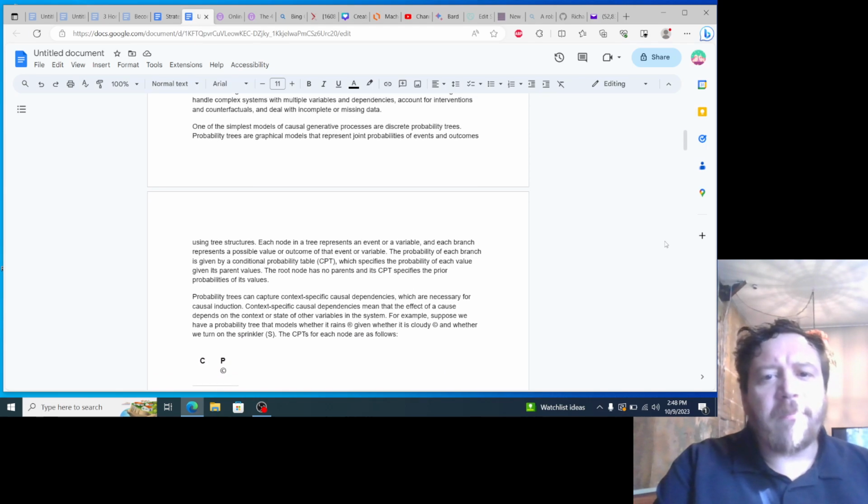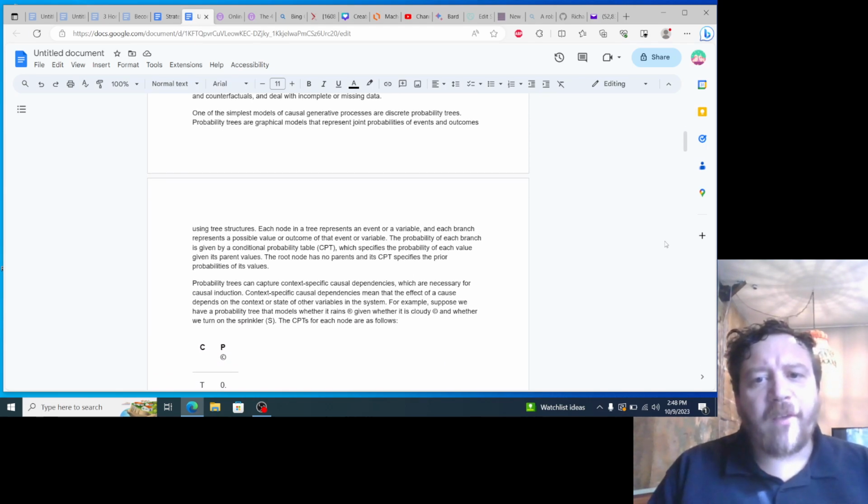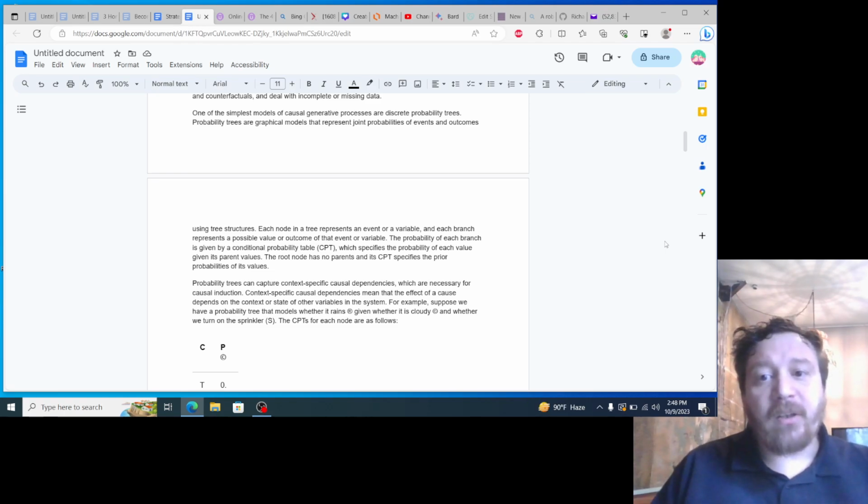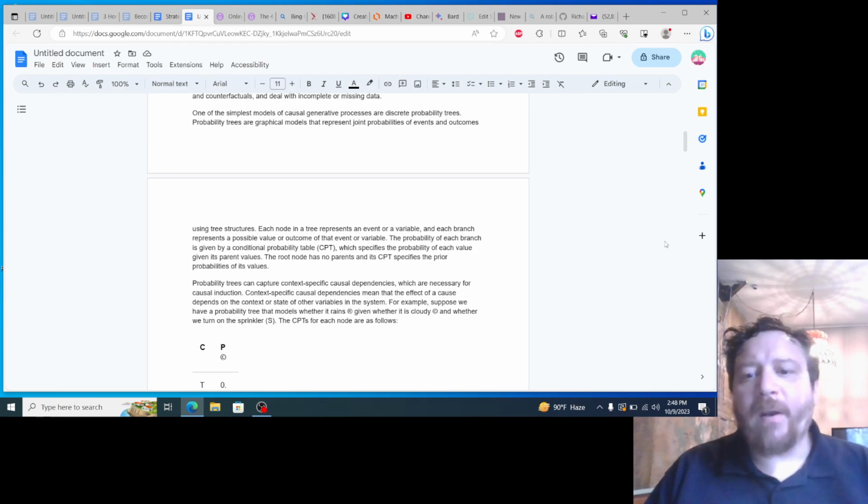One of the simplest models of causal generation processes is discrete probability trees. Probability trees are graphical models that represent joint probabilities of events and outcomes using tree structures. Each node in a tree represents an event or a variable, and each branch represents a possible value or outcome of that event or variable.